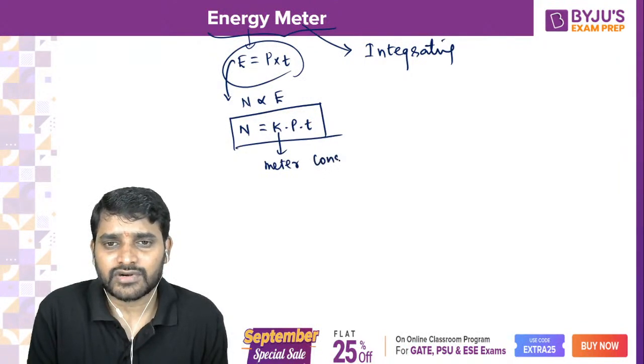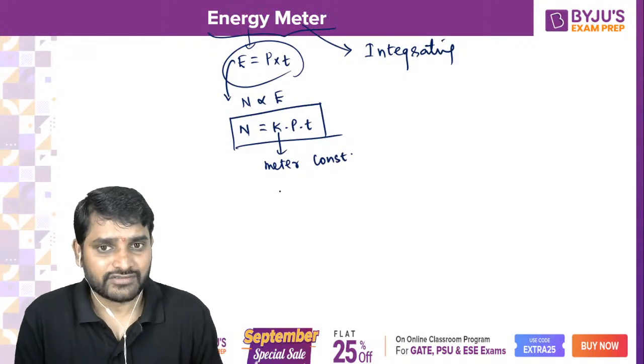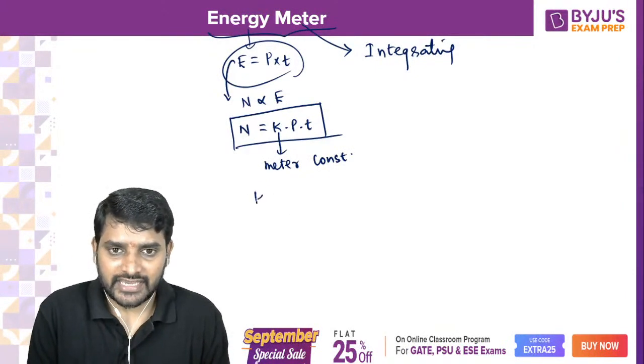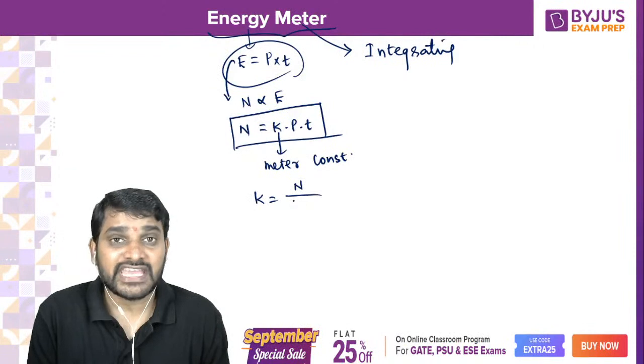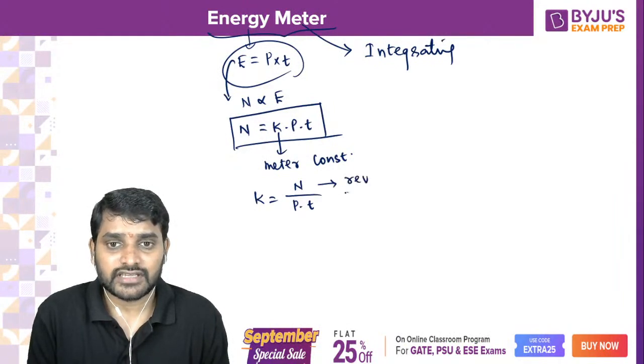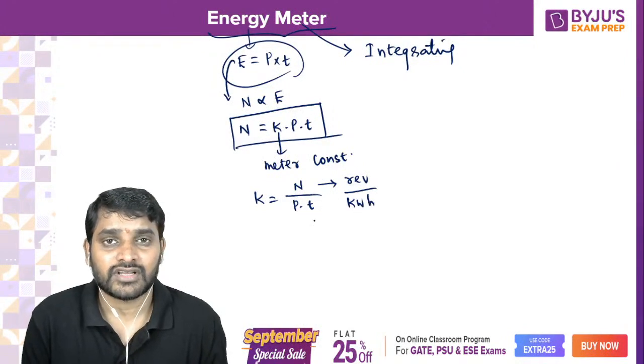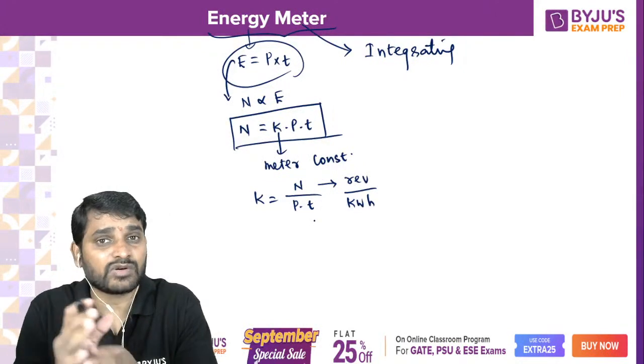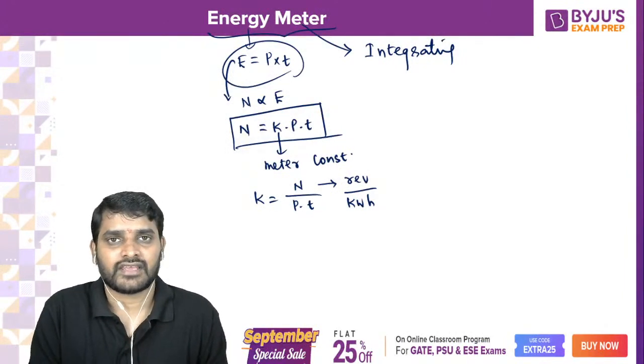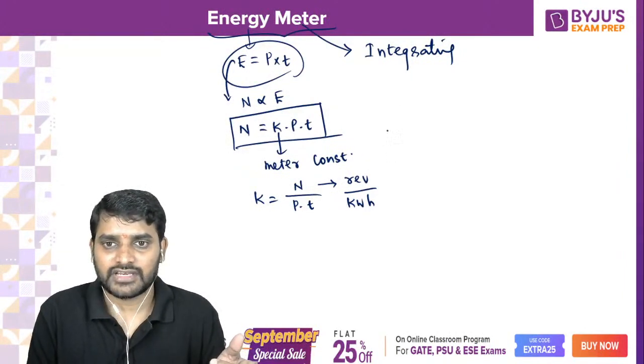This is a very important formula. You can expect a question on this. So K is equal to N divided by P into T. N units are revolutions, P units are kilowatts and time units are hours. So meter constant units are revolutions per kilowatt hour. This is one important formula you need to remember.